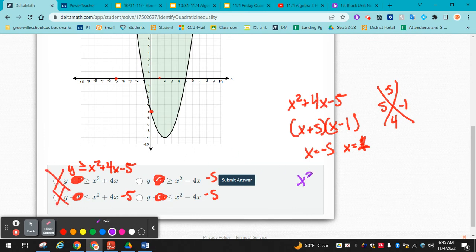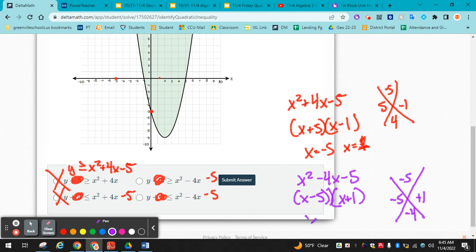So if I had the minus 4x, then my signs are changing, right? So that'd be positive 5 and negative 1. Positive 5 and negative 1 is what I want. Okay, so it has to have the negative 4 in it. And then we're shading above my graph, above it, so greater than. Or you can test a point.